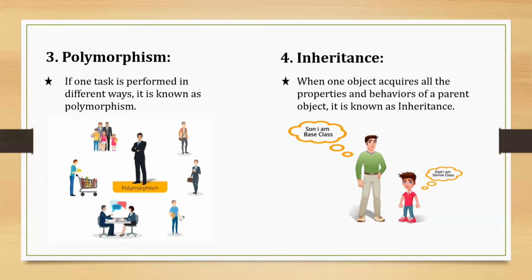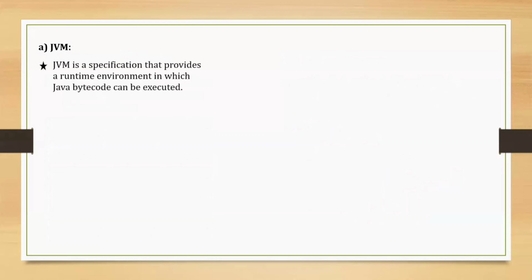Other concepts to know are JVM, JRE, and JDK. First one is JVM, which stands for Java Virtual Machine. JVM is a specification that provides a runtime environment in which Java bytecode can be executed. We have already learned about this process in the first video itself.